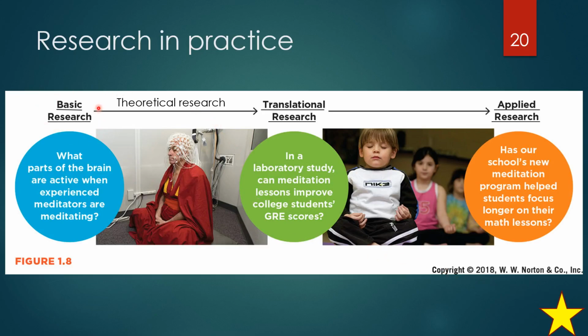Basic research is that which is done to try and just understand how things work. Usually, basic research is performed in a laboratory environment where you single out, you get rid of everything that is not particular to your theories and hypotheses, so you can test very specific information. An example of a basic research question would be, what parts of the brain are active when experienced meditators are meditating? You can see that we have a monk guy in a laboratory, and we've hooked him up to an EEG to figure out what parts of the brain are active.